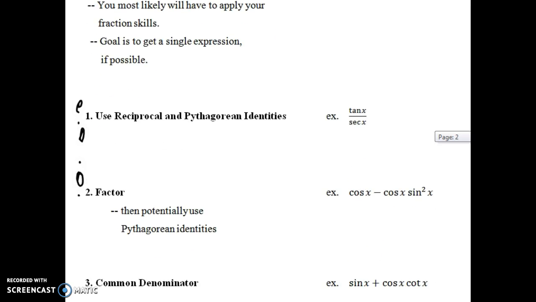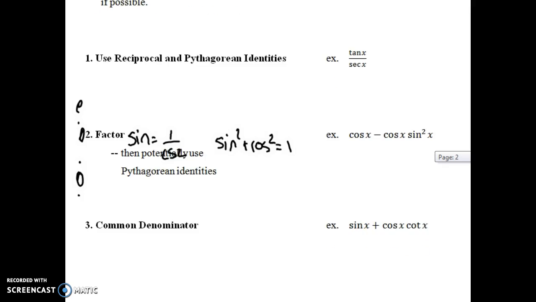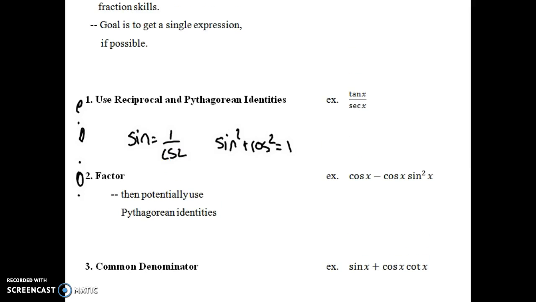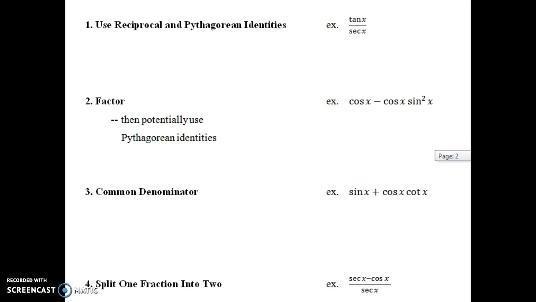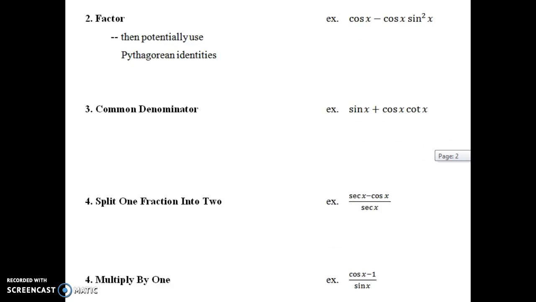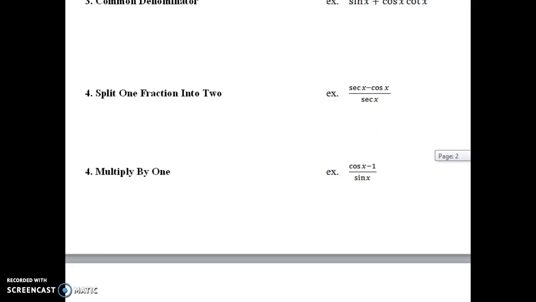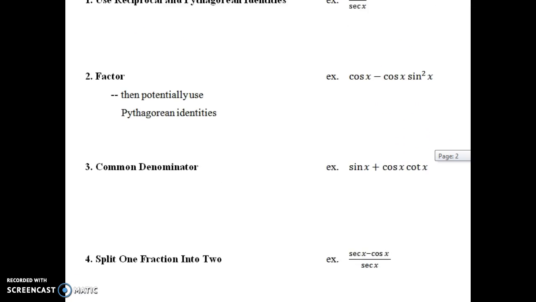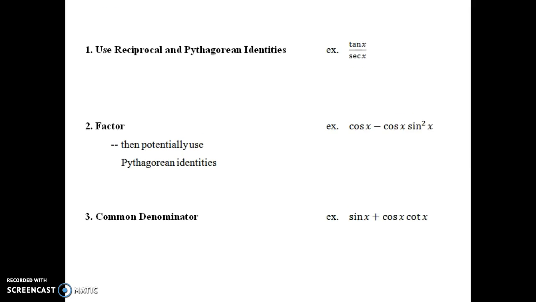You can use reciprocal and Pythagorean identities. That's like using the fact that sine equals 1 over cosecant, or sine squared plus cosine squared equals 1. You can factor, and then sometimes after factoring you use the Pythagorean identities. You can find a common denominator in your fractions. You can split one fraction into two, and you can multiply by 1. So let's start out with using reciprocal and Pythagorean identities.